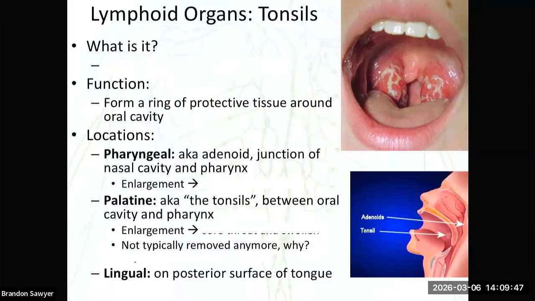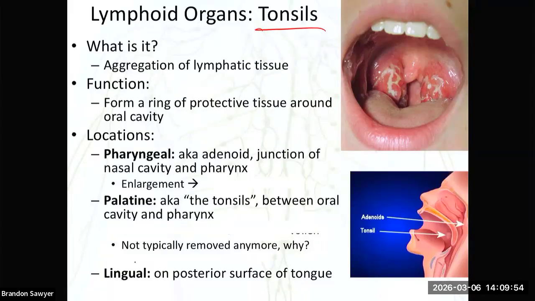Okay, so then we've got some other little organs that are part of our lymphatic system, and these are called tonsils. A tonsil is just an aggregation of lymphatic tissue, and these tend to be in places in our body where things can come into our body. They typically form a kind of ring of protective tissue around certain areas, and one example is around our mouth. In our mouth we have the pharyngeal tonsils, also known as our adenoids.